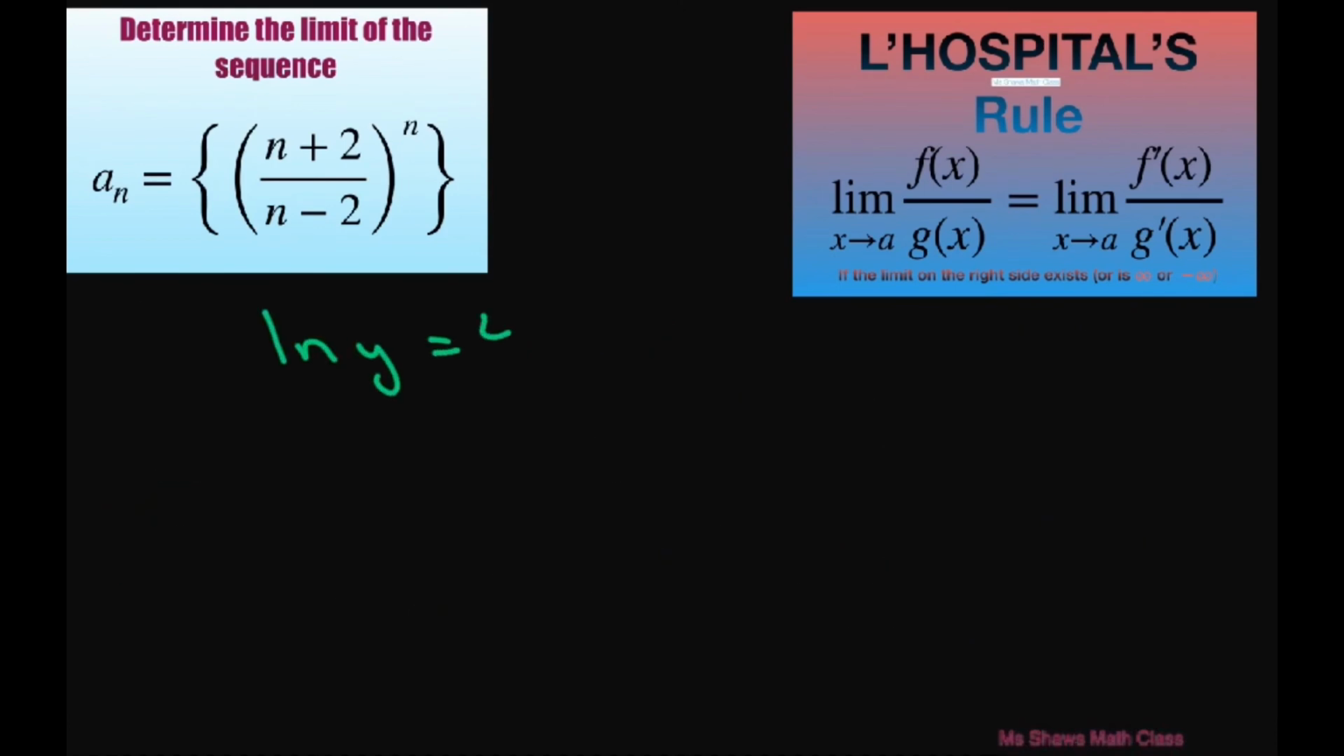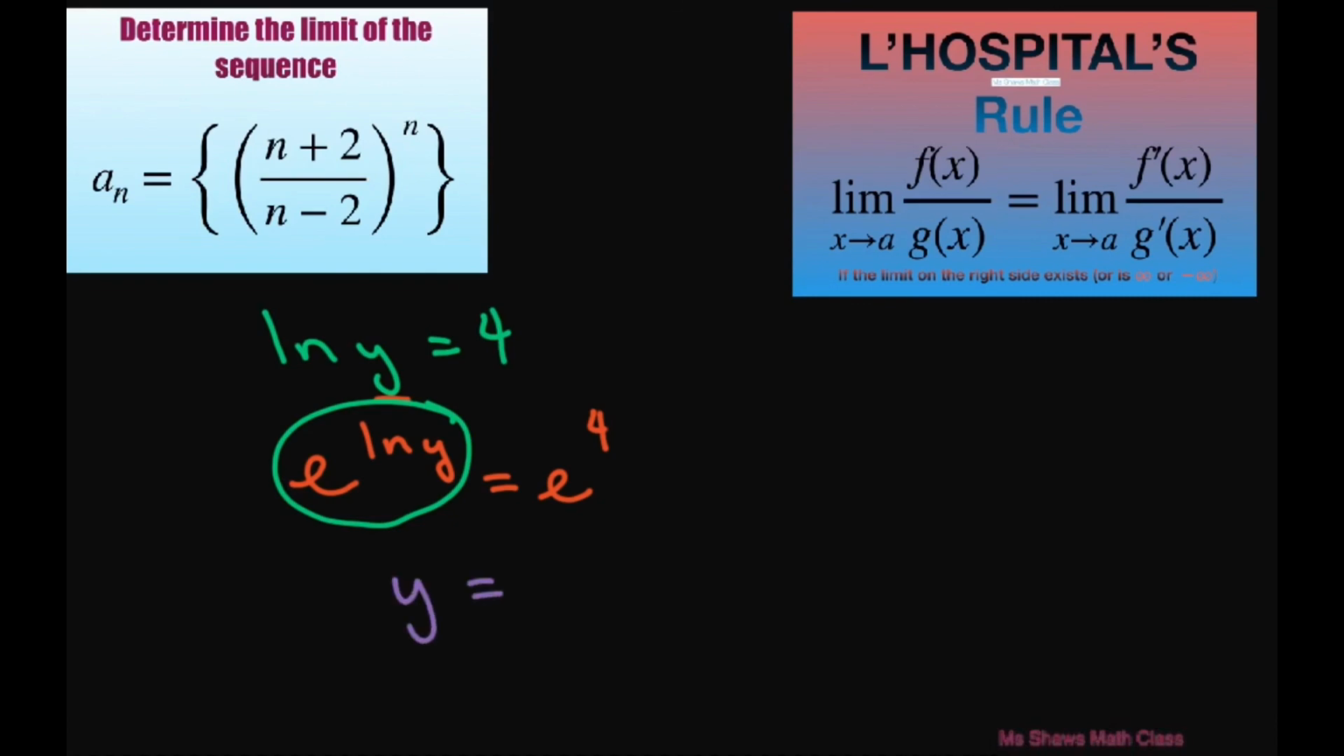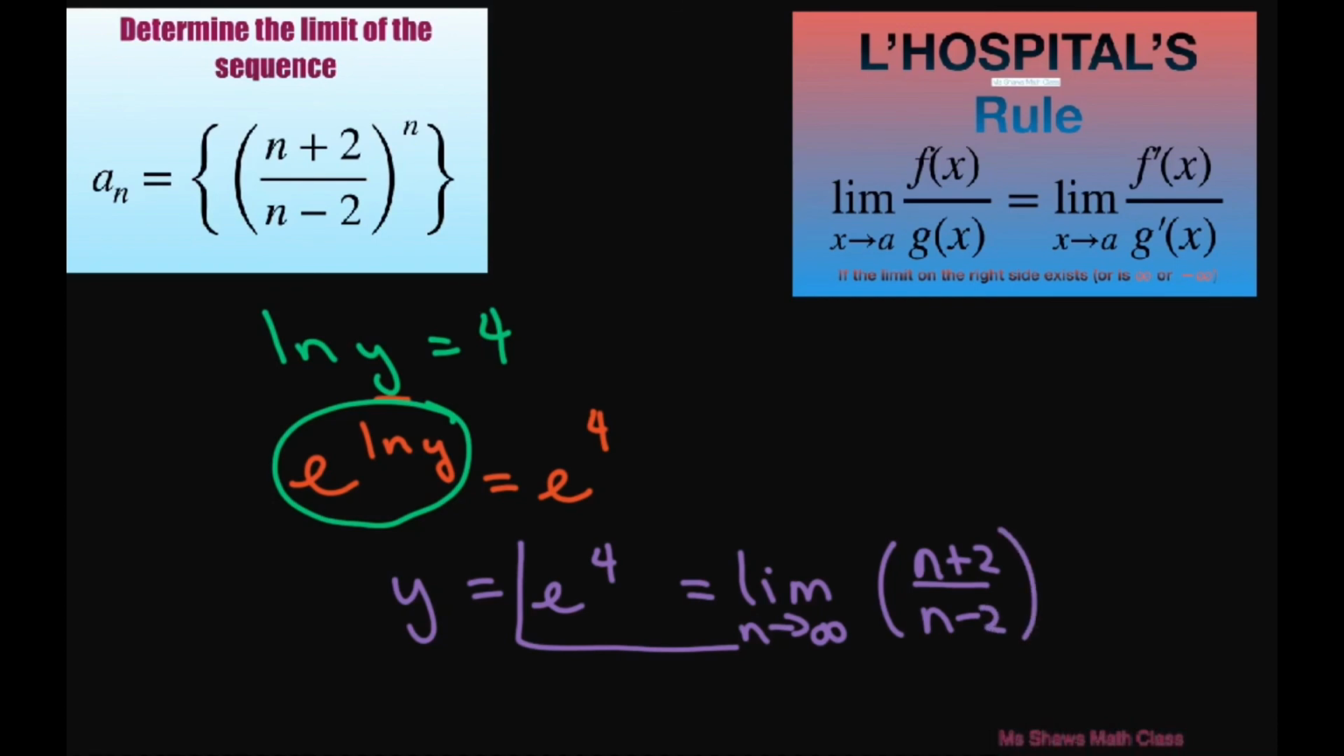So let's simplify this because we want y, not Ln of y. So we have e to the power of Ln of y equals e to the power of 4. This just means that this equals y. So we have y equals e to the power of 4. So e to the power of 4 equals your limit as n approaches infinity of (n plus 2 divided by n minus 2) to the power of n.